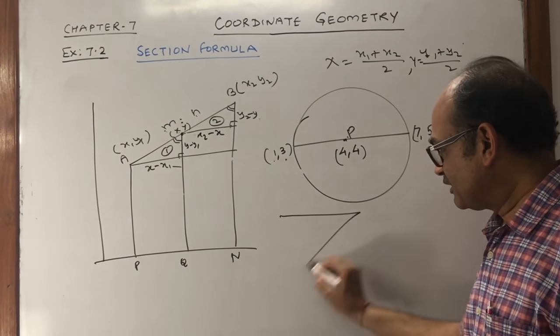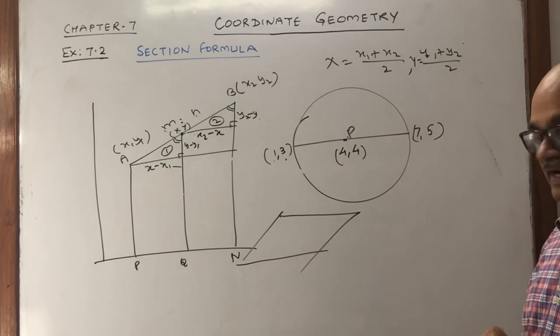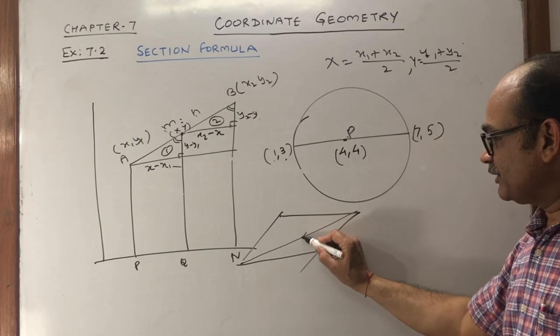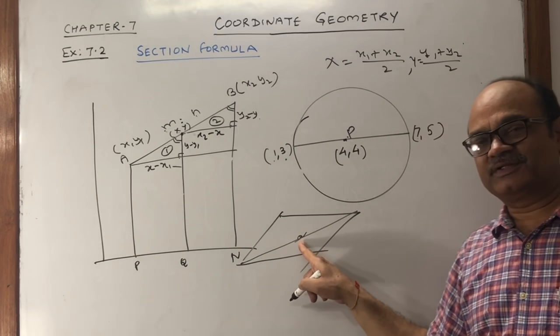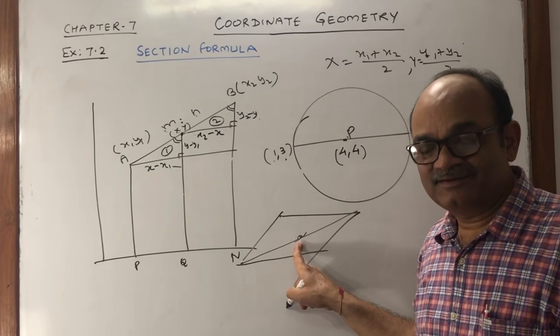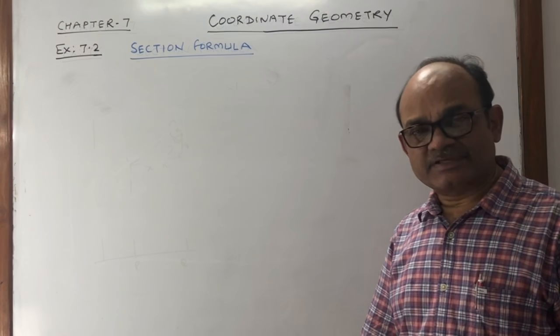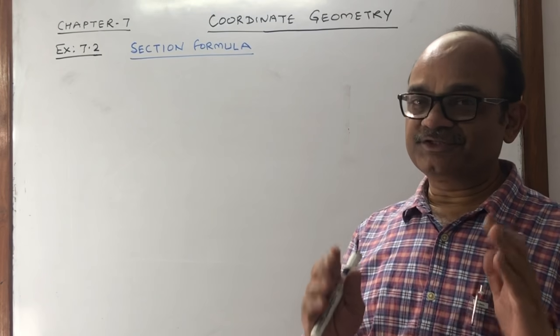Sometimes they will give you a parallelogram and say find the midpoint of the diagonal. Very simple. Average of the corner points, you will get the midpoint of the diagonal. In this way we can calculate. So now we start exercise 7.2.